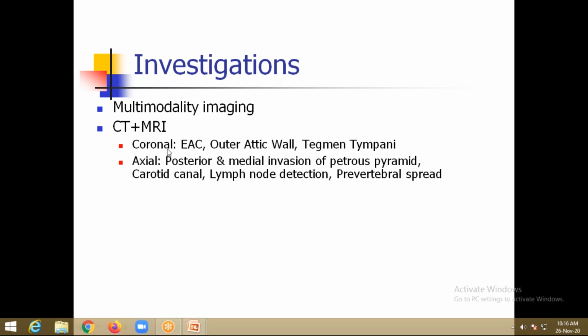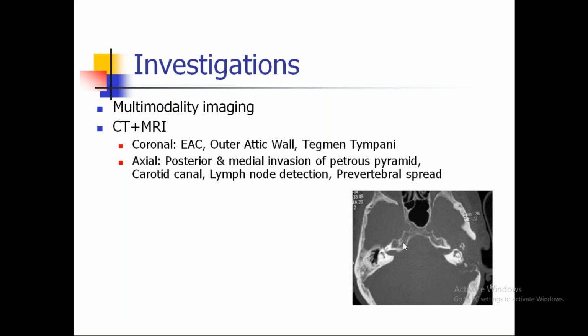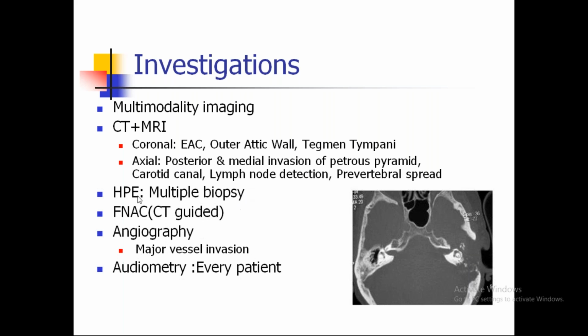So in the coronal cuts, you can view the external canal, otic capsule wall, tegmen tympani. So all these can be appreciated in the coronal sections of the CT and MRI. In axial sections, you can also see the posterior and the medial invasion of the petrous pyramid, carotid canal, lymph node detection, prevertebral spread. So all these can be seen in the axial sections. So this is an axial section, where you can see the posterior and the medial, all these can be found out.